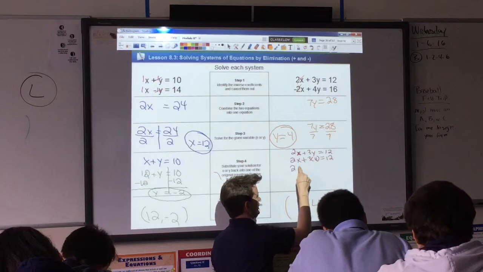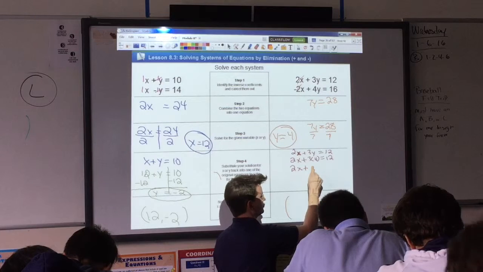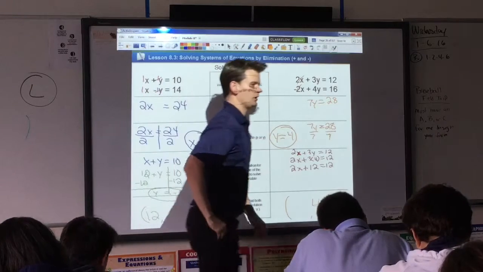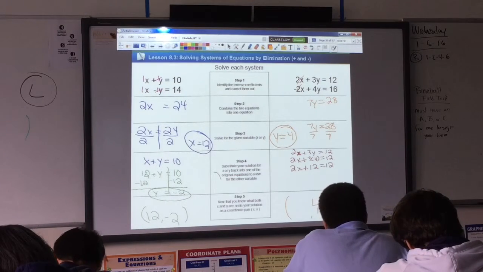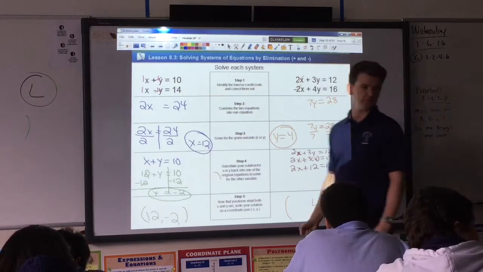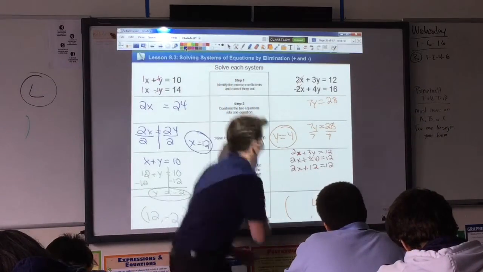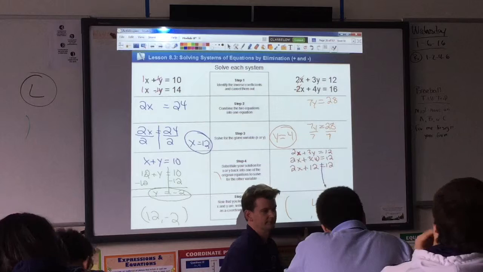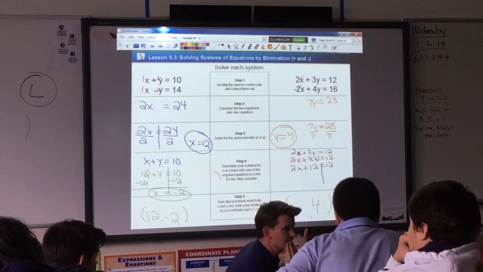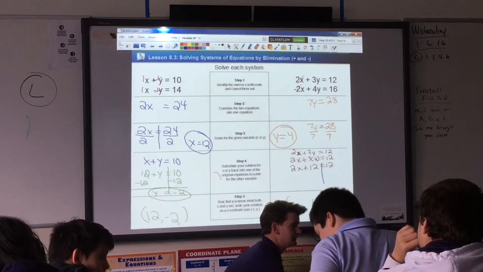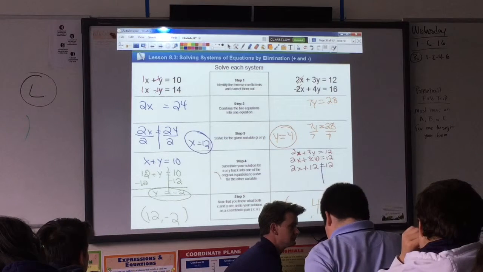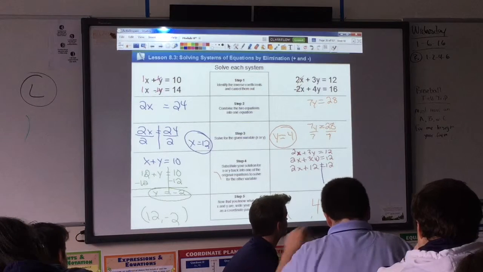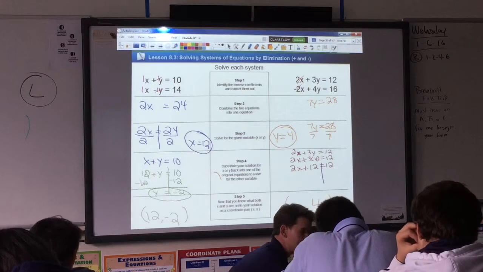Then you do the multiplication. 2x plus what's 3 times 4? 12. 12 is equal to 12. Now I have to solve this problem. Jennifer, what do I do to solve this? Not yet. I have to get the variable term alone first.